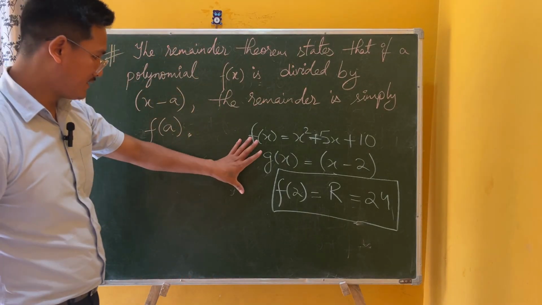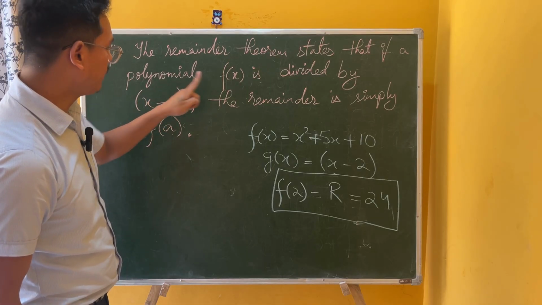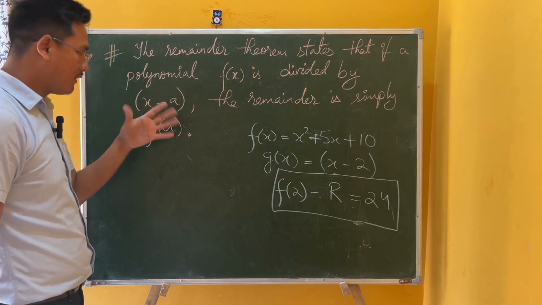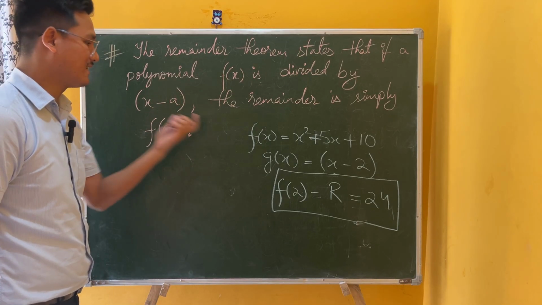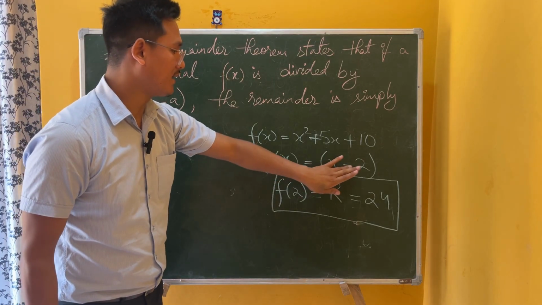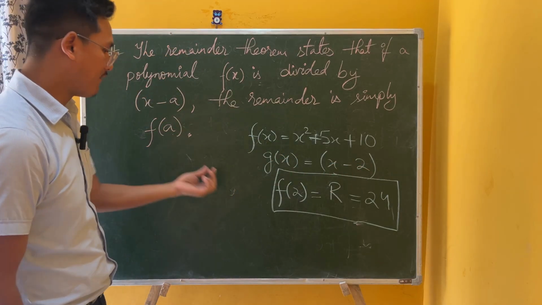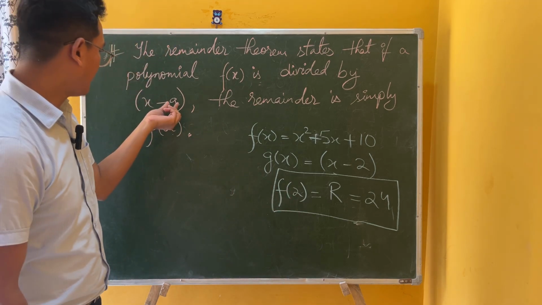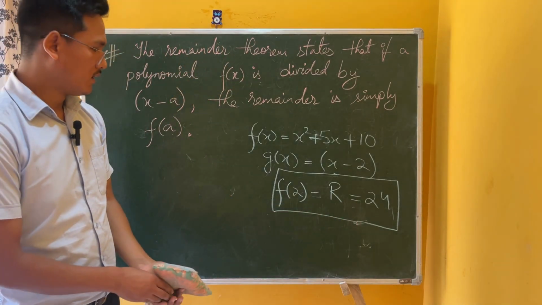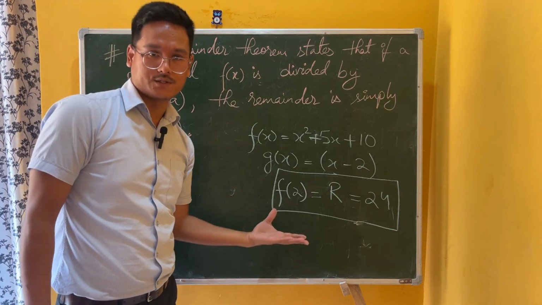So compare this with the theorem. The theorem states that if a polynomial f(x), this one, is divided by x minus a, whoever is dividing, that is also a polynomial. Let's say that is g(x). In our case, it's not x minus a, it is x minus 2. So a is a number. Then the remainder is simply f(a). Whatever is a, it is 2. So f(2) is the remainder, which is 24. So the focus is more on solving questions.